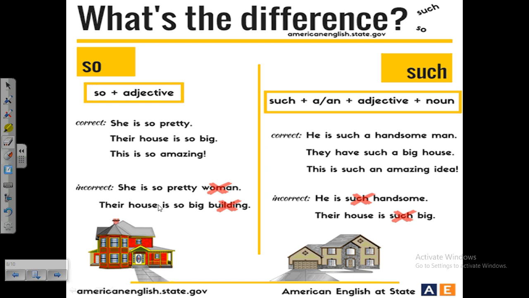So it's incorrect when I say she's so pretty woman. No, so pretty, and that's it. But such a pretty woman. It's incorrect when I say their house is so big building. No, it's so big, or such a big building. Okay, it's so easy, the difference between so and such.